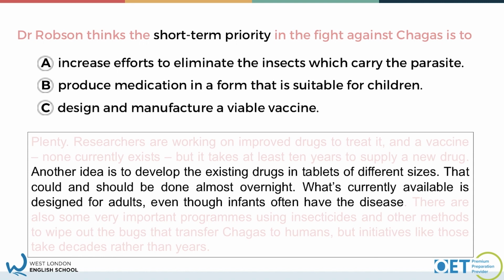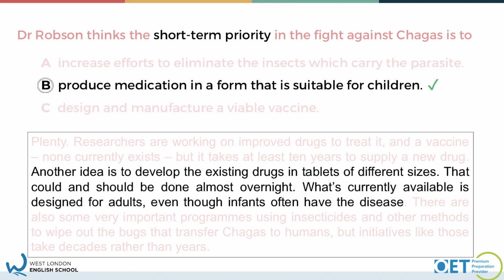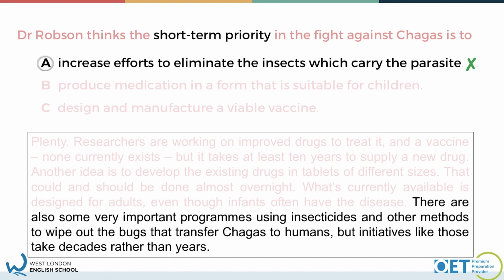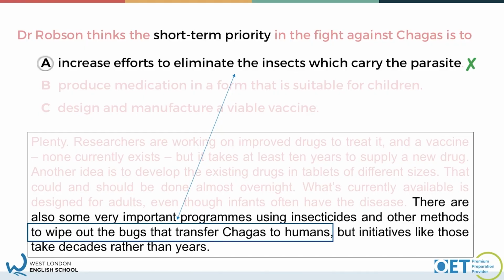Now, if I show you the answer options, and if you take a few seconds just to read these. And you can see here quite clearly the answer is option B. Take care. Again, there are distractors. They did mention option A, something about eliminating insects or wiping out bugs. And again, you can see the use of synonyms or synonymous language here. But this was not the short-term priority.